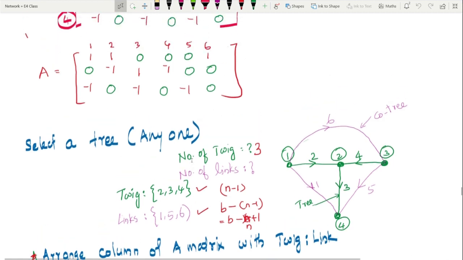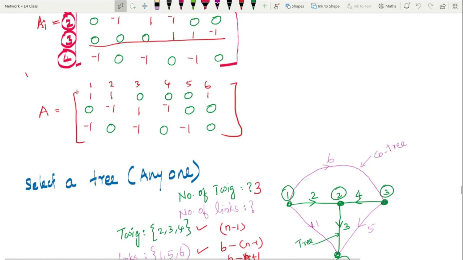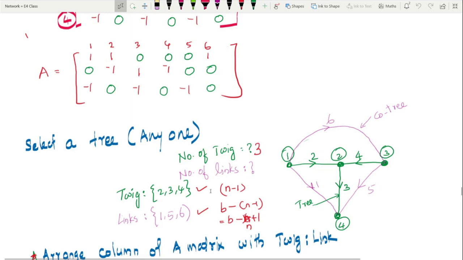Now I am going to arrange the column entries of this reduced incidence matrix in such a way that the first 3 columns correspond to twigs. Why? Because the number of twigs is n minus 1. Here the number of nodes is 4, so n minus 1 is 3. So the first 3 columns correspond to twigs and the next 3 columns correspond to links.